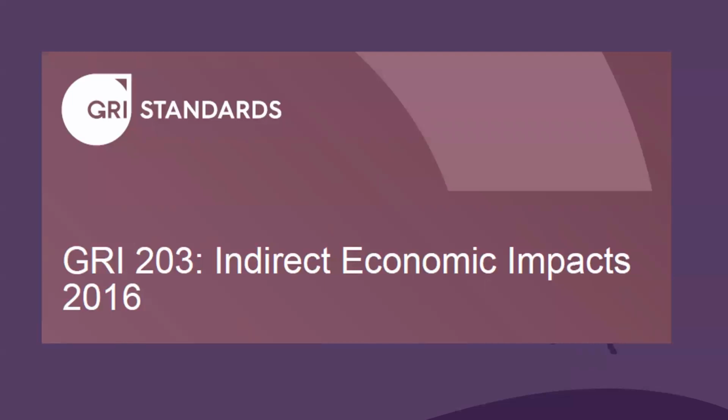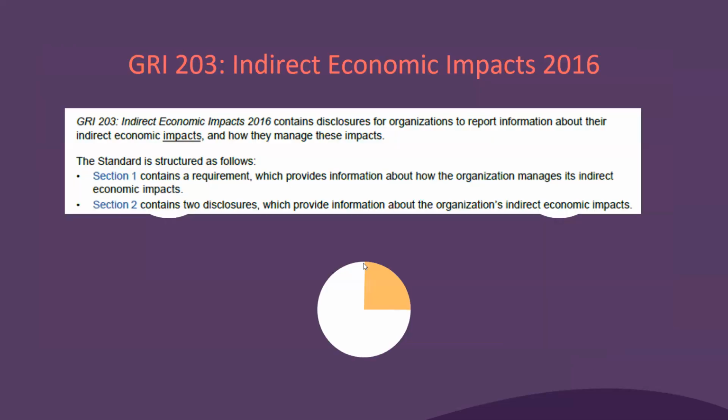Next, we have GRI 203 or indirect economic impacts, also released in 2016. GRI 203 contains requirements which provide information about how the organization manages its indirect economic impacts. Section 2 contains two disclosures which provide information about the organization's indirect economic impacts.